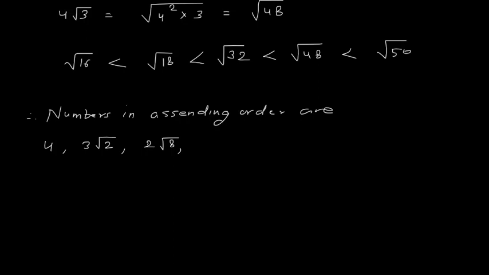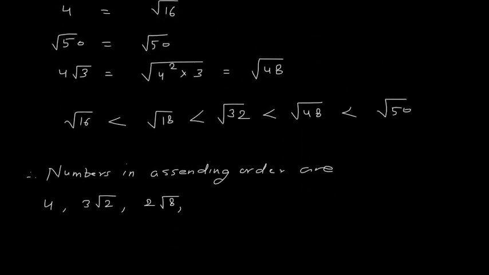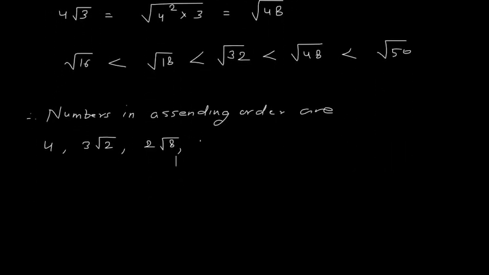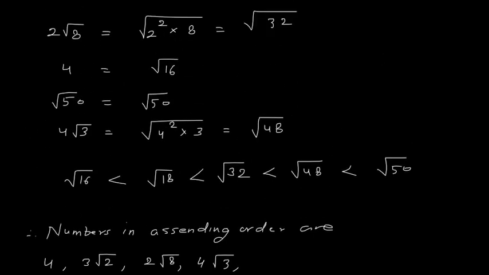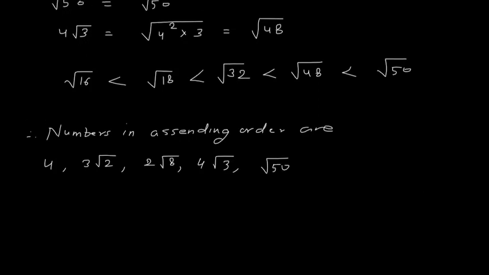After root 32 I have root 48. So root 48 can be written as 4 root 3. And after that I have root 50. So this is the arrangement of numbers in ascending order.